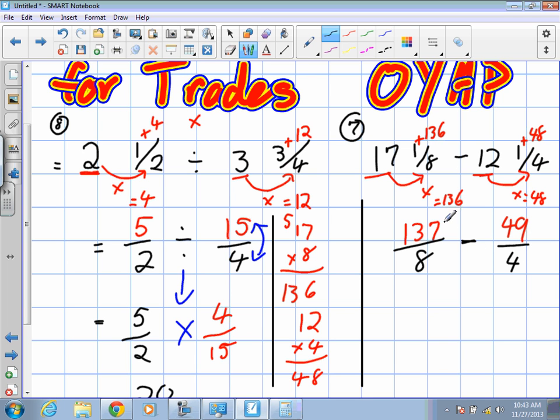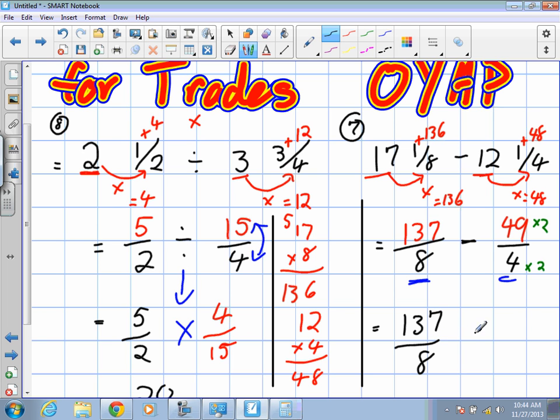Yes. When we subtract, we need a common denominator. So I have the values of 8 and 4. I need a common multiple of 8 and 4. Yeah, 8 is a common multiple. We know we can turn 4 into the value of 8 by doing what? We need to multiply it by what number? So whatever we do to the bottom of a fraction, we have to do to the top. Okay? So, this number stays the same. We have 137 over 8.